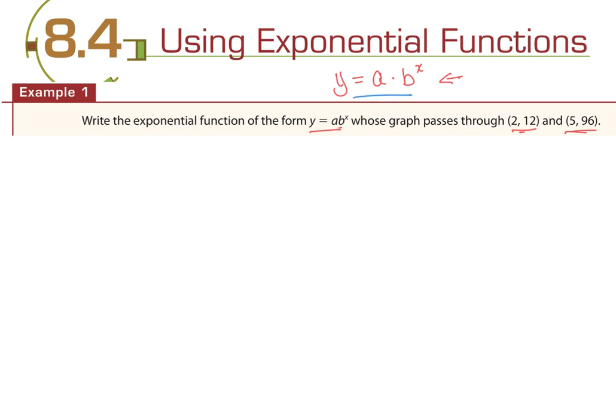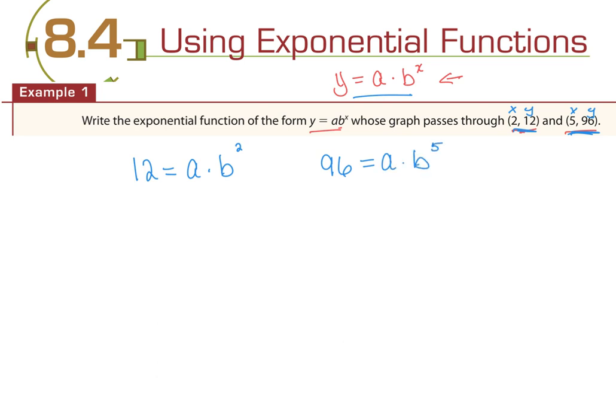So we're going to write 2 different equations using these 2 different points, plugging in my x and my y. So I'm going to say y, which is 12, equals a times b to the x, which is 2. And then I'm going to do the same exact thing for my second point. I'm going to say 96 equals a times b to the x, which is 5.